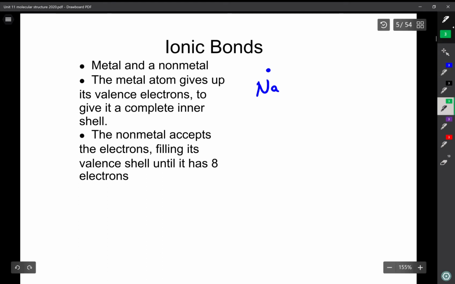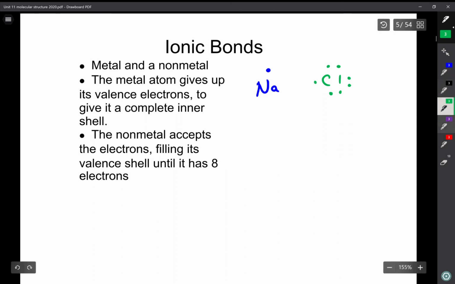And if you look at chlorine, a halogen, it has 7 valence electrons. Okay. Now remember, when ionic bonds are formed, it's when the sodium gives up its electron, becomes a cation, and chlorine will pick up that electron, become an anion.